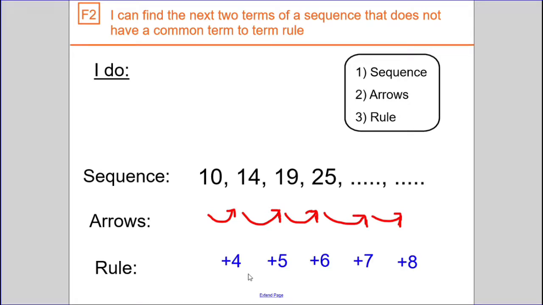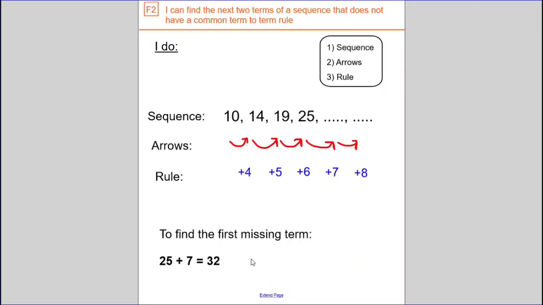Now here you'll notice that we do not have a linear sequence, and the reason why is because we do not have a common term-to-term rule. We're adding 4, 5, 6, and would expect to add 7 and 8, so we can see that the term-to-term rule here is changing each time. Now, I've used the gap between 19 and 25, which was adding 6, to determine what the next rule would be, which is adding 7.